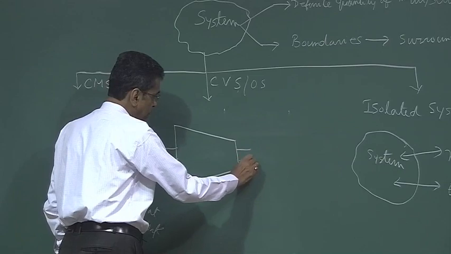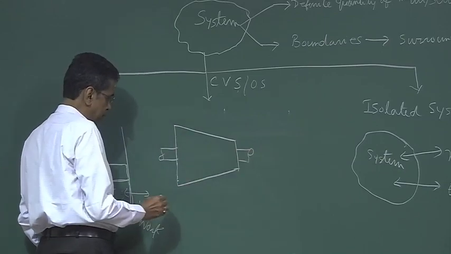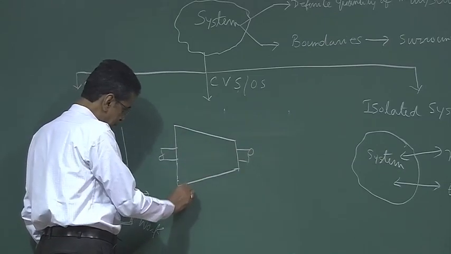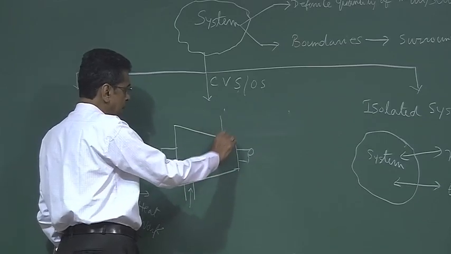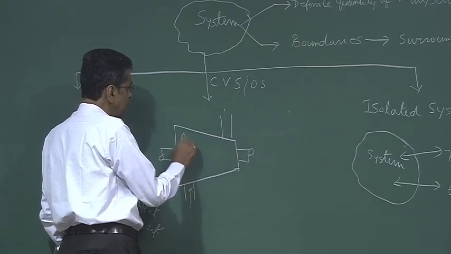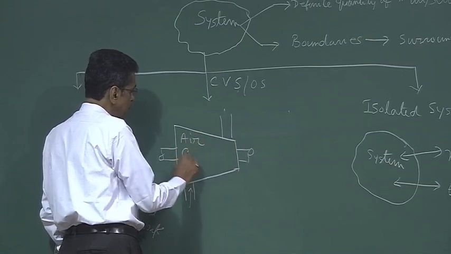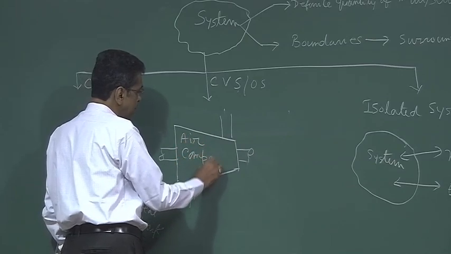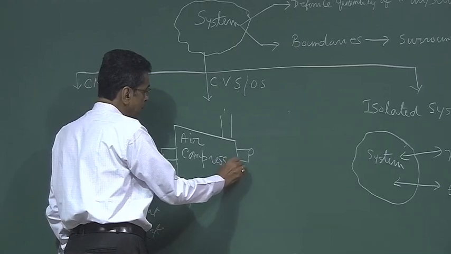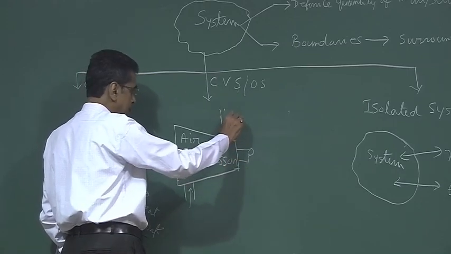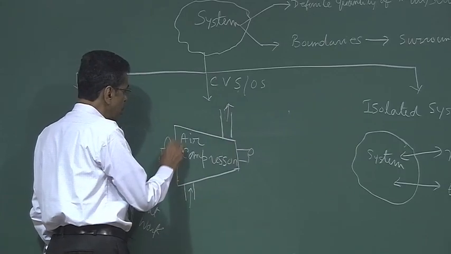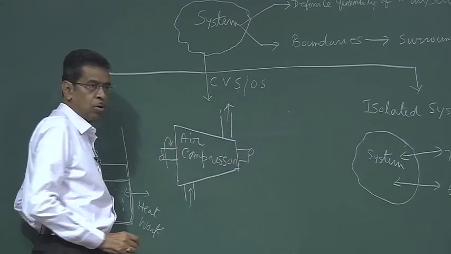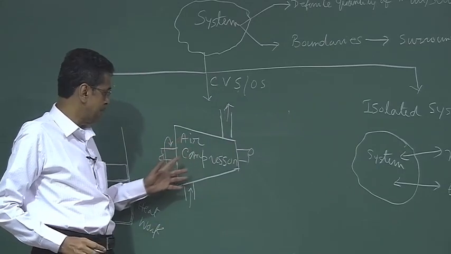Probably from your popular knowledge you know these things: an air compressor, so air is taken in and it flows through the compressor and comes out at high pressure. The job of the compressor is to compress air from a low pressure to a high pressure, and automatically its temperature is also increased. This is the flow out.